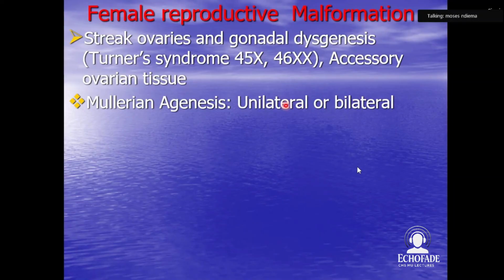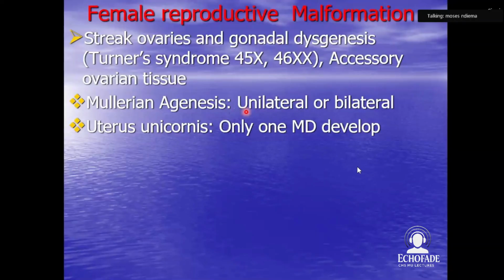You will have uterus unicornis, only one whole part of the uterus developing on one side, either right or left. And then you might have failure of the oviduct to develop completely on one side or on both sides. If it is on both sides, then all the female reproductive tract will not develop. Then with uterus unicornis, only one Mullerian duct develops, the other one does not develop. So you'll have only one uterus on one side.